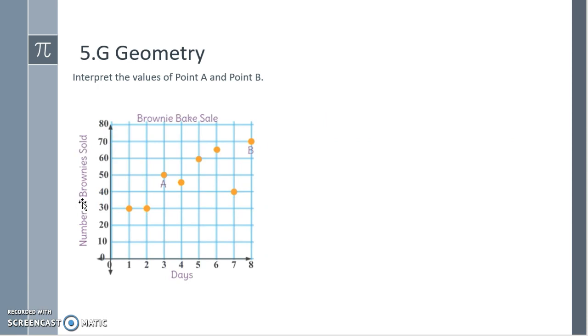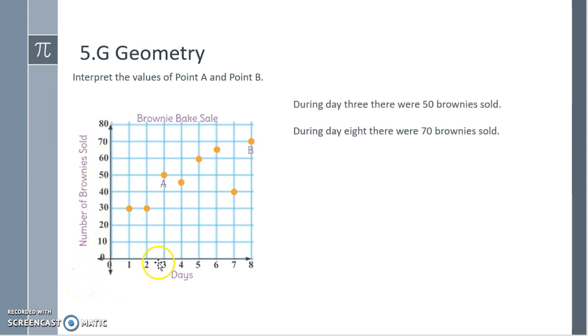Interpret the values of point A and B. Give it a try. The x-axis represents the number of days. The y-axis represents the number of brownies sold. Point A represents on the 3rd day, 50 brownies were sold. Point B represents on the 8th day, 70 brownies were sold. We can interpret coordinate values of points in the coordinate plane.